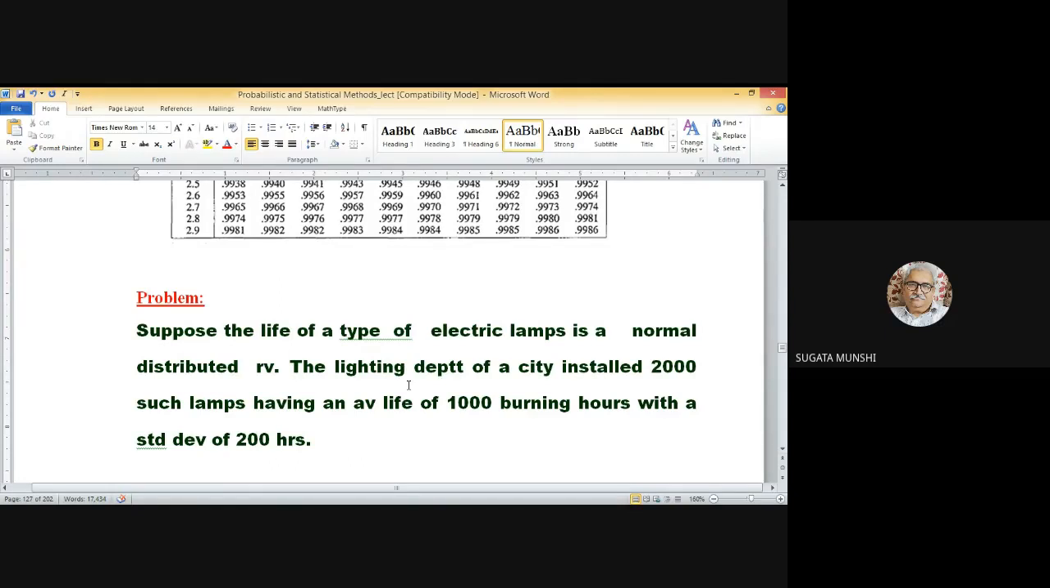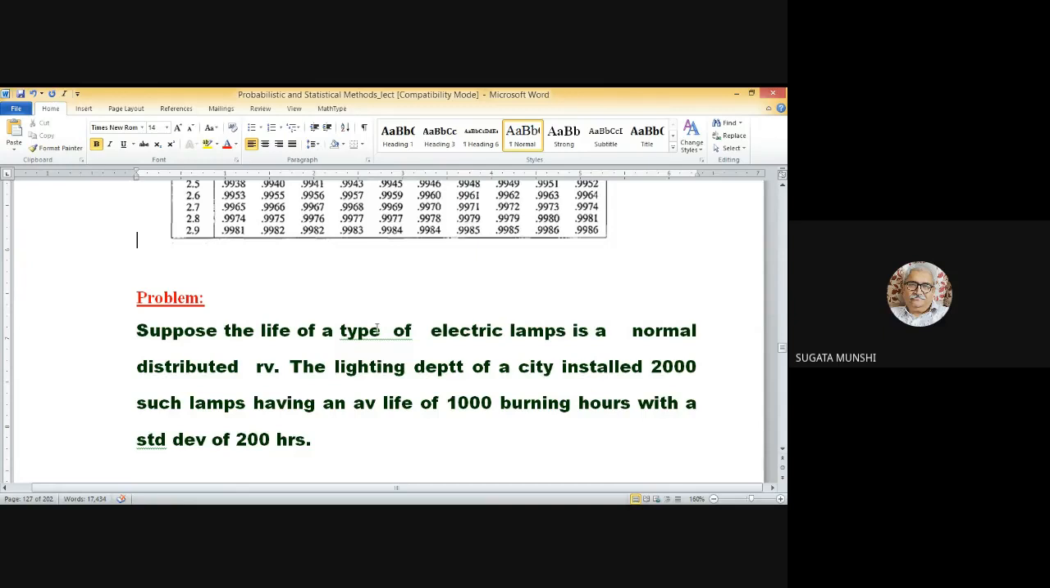The problem is given in this way. You have been asked to consider the life of a type of electric lamps as a normally distributed random variable. The statement of the problem states that the lighting department of a particular city installed 2000 such lamps having an average life of 1000 burning hours with a standard deviation of 200 hours.